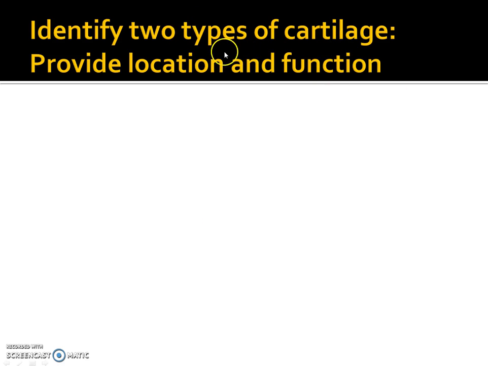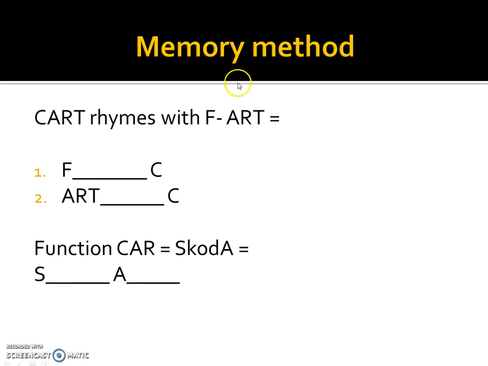Next question. Identify 2 types of cartilage and provide the location and function of each. Now, I've come up with something a little bit different for this as a memory method. Firstly we need to know the 2 types of cartilage. The memory message is "cart", the first 4 letters of cartilage. Cart rhymes with fart. If we split it into F and art, we know the first type of cartilage begins with an F, and it has cartilage on the end. The second type begins with art, and it has cartilage on the end.